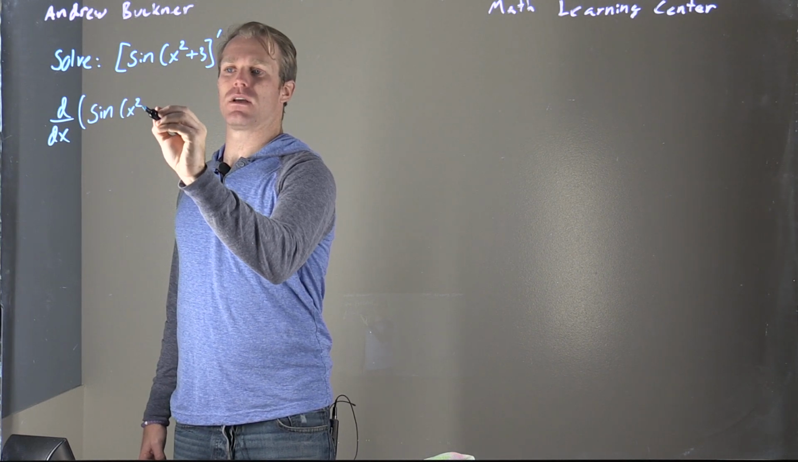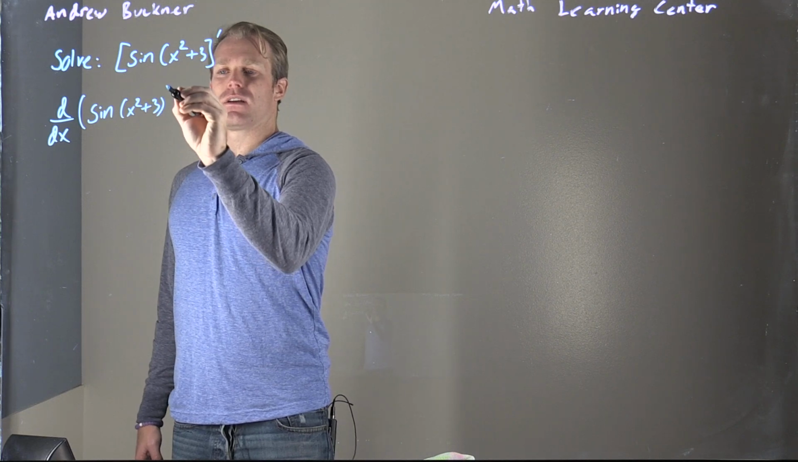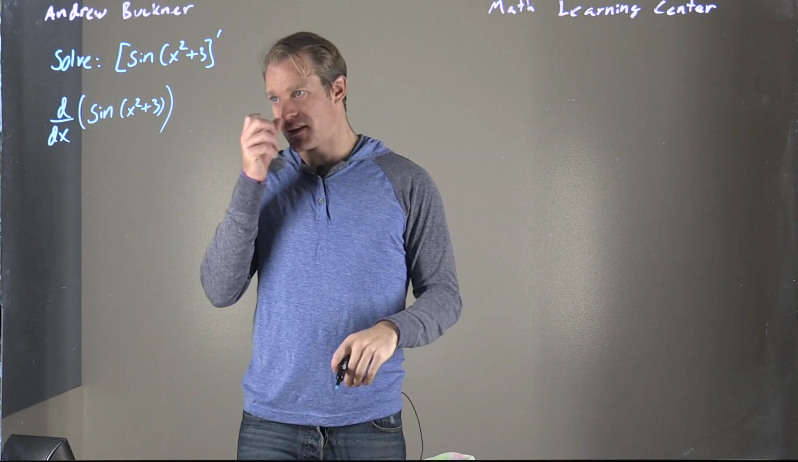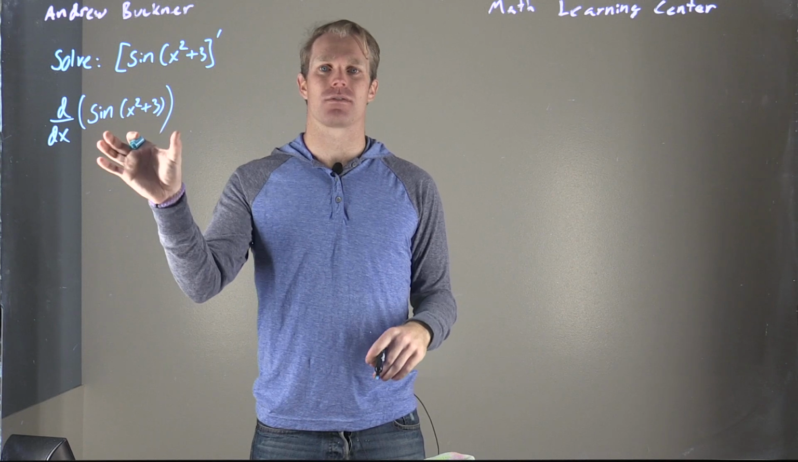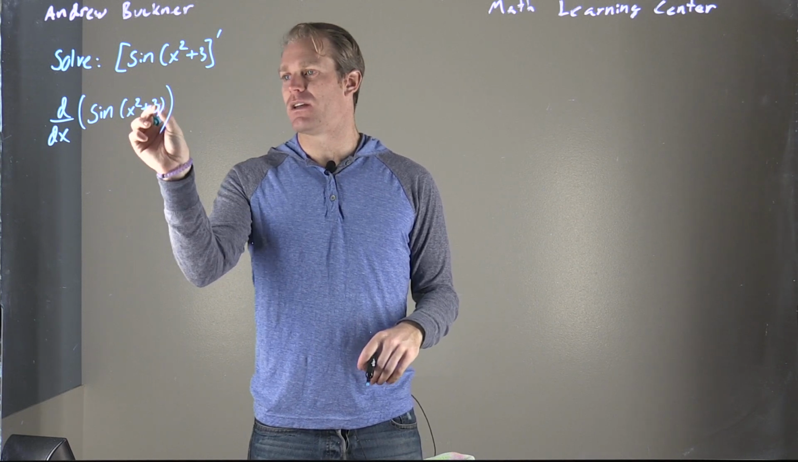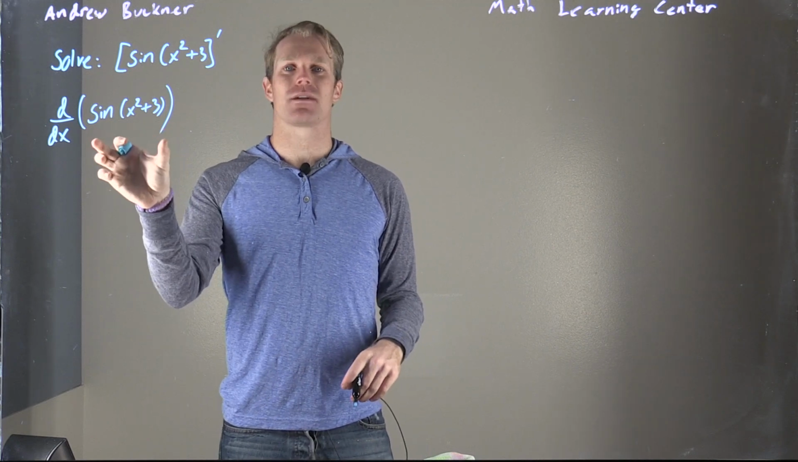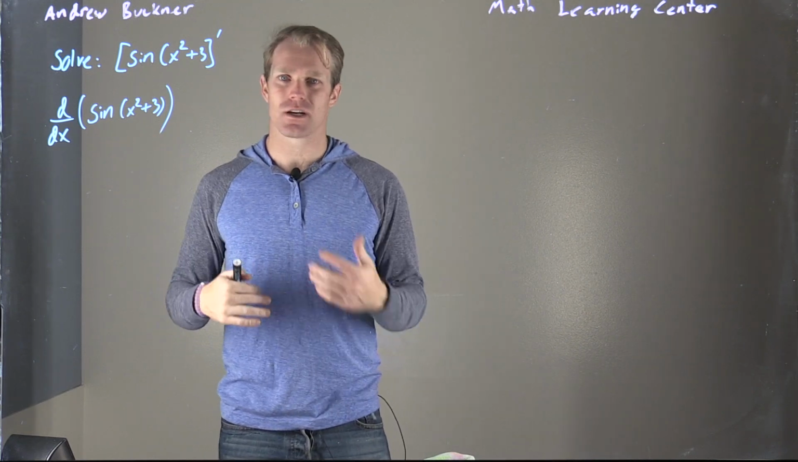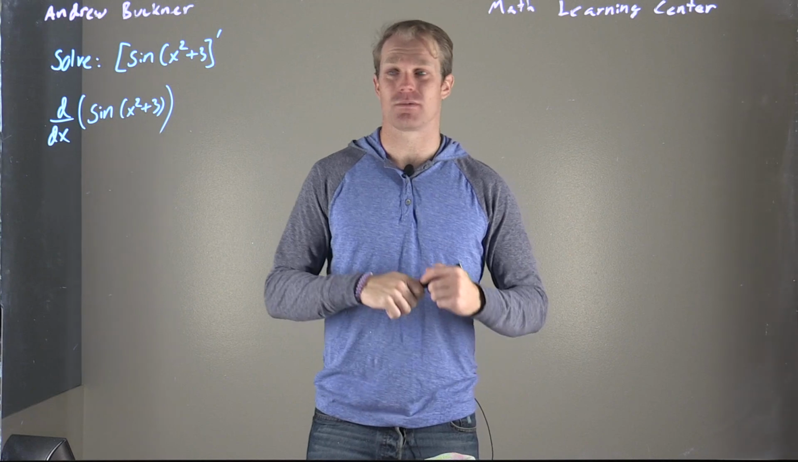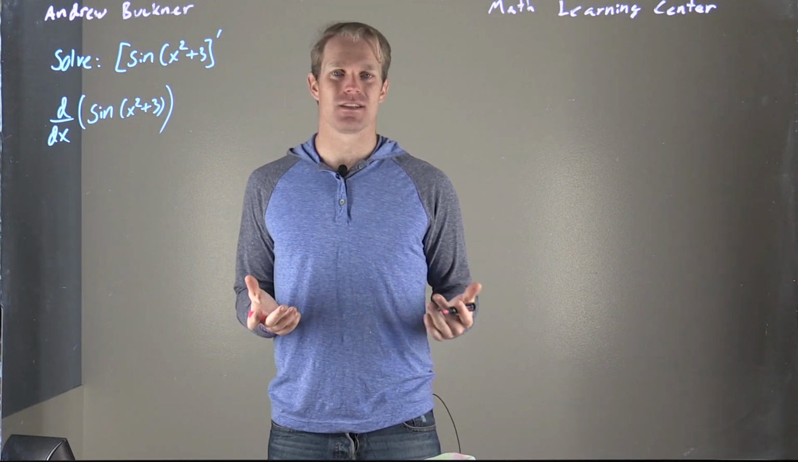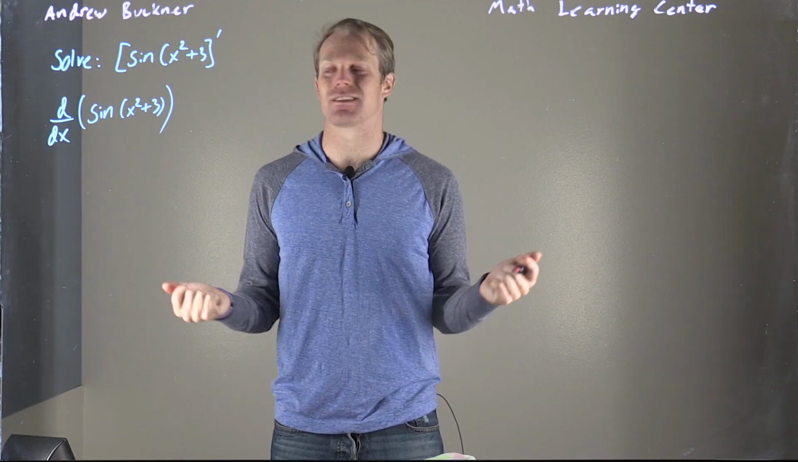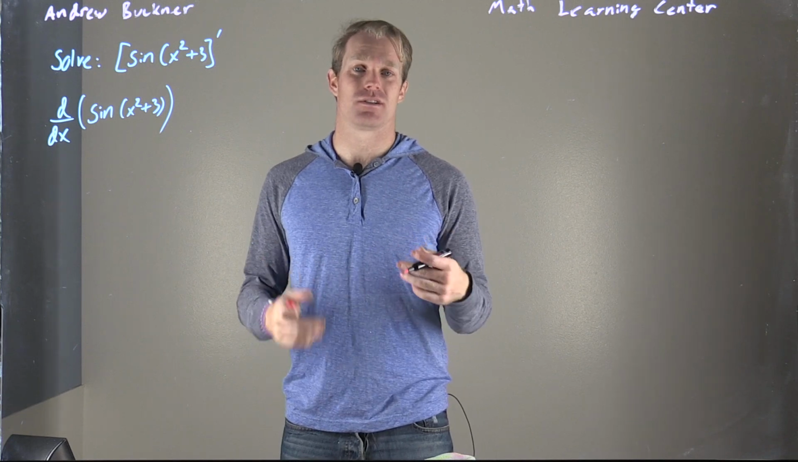However, one thing I'm going to notice is, unlike some of the other problems, I have a function within another function. I've got an inner function, which is my binomial x squared plus 3, and then my outer function, which is sine. And I'm not really sure how to do that. But we have another rule. It's called the chain rule, where two things are linked together like this in a chain.